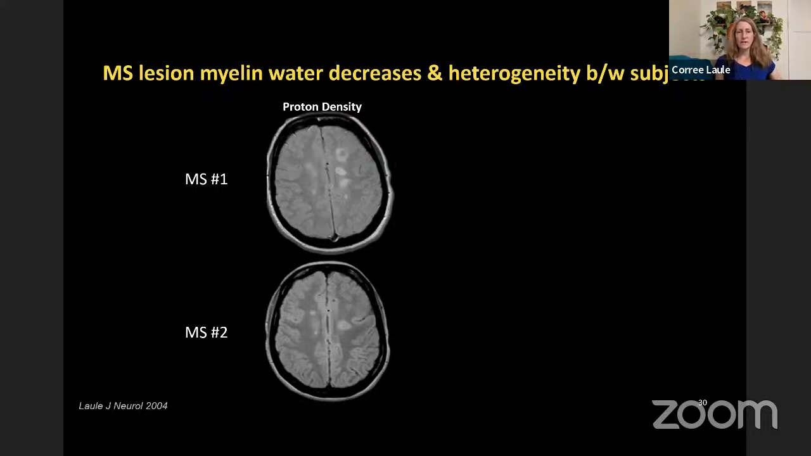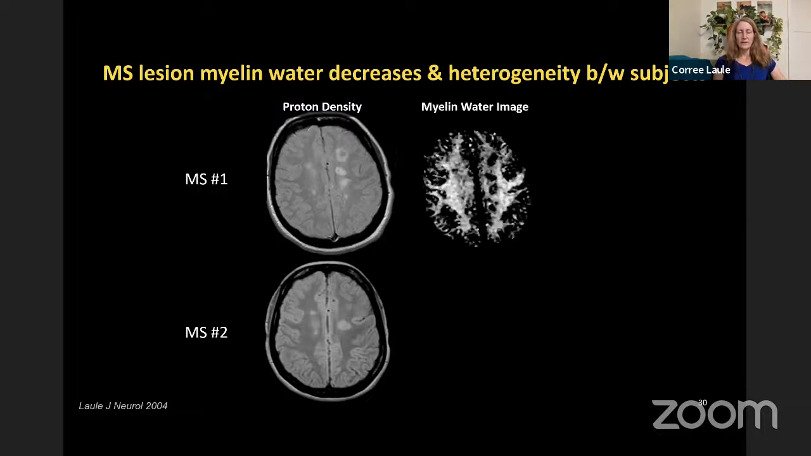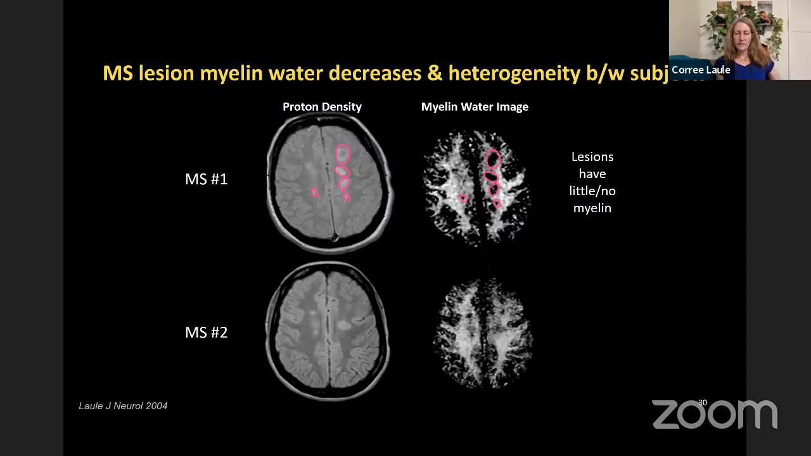If we look at MRIs from somebody with multiple sclerosis, this is 2 different people, proton density, conventional MRI, and then the corresponding myelin water image. What we see for the first case here, there are these focal lesions that I've circled in pink. And if you look at the corresponding myelin water image, you can see that those lesions are quite dark. You'd say they have little or no myelin remaining. If we look at the second case here, and the corresponding myelin water map, this person also has some lesions that I've circled in yellow. But those same areas on the myelin water image are not nearly as dark as the previous case. So while there's some myelin reduction, we would say that there's still some myelin remaining in these lesions.